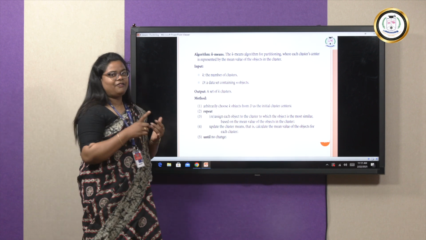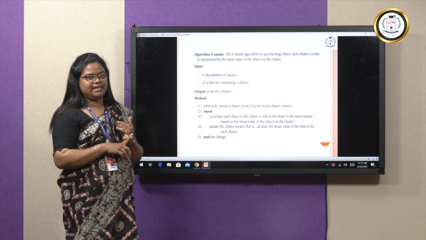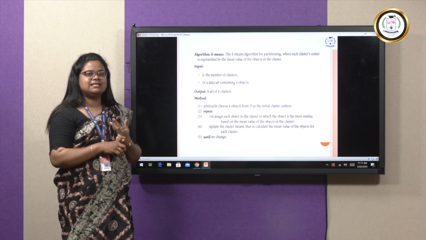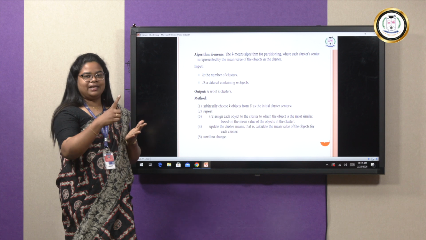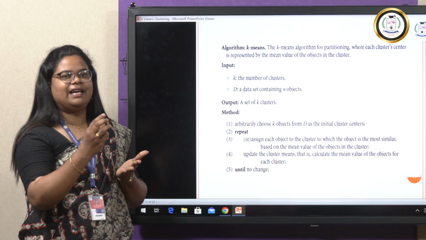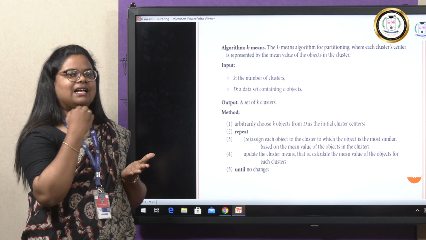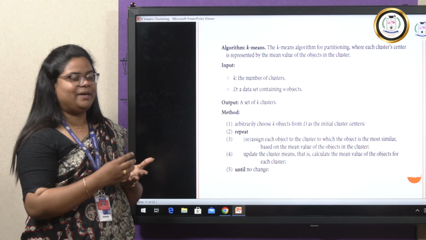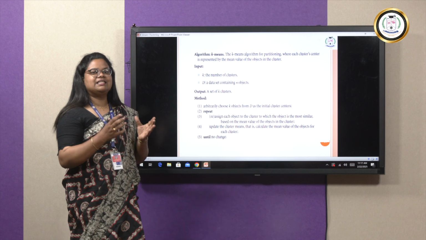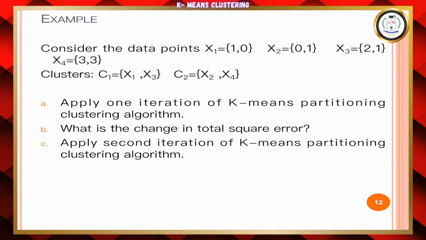Then we find the cluster head, that is, the cluster representative, and find the distance of each and every object to the cluster representatives. For each object, whichever cluster head has the minimum distance, that data item gets mapped to that cluster head. Until we get the same groups, the process is repeated again and again. Now we are going to discuss one example.